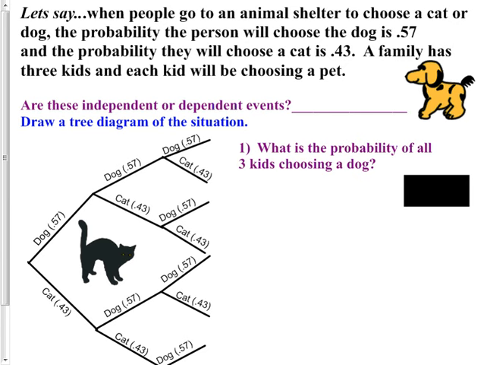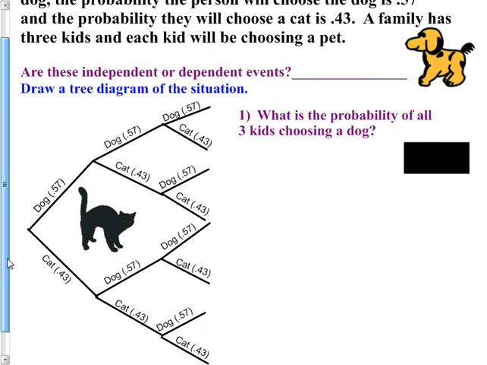Okay? And if we read this problem more thoroughly, it says a family has 3 kids and each kid will be choosing a pet. Now that's really unusual. That'd be a lot of animals all of a sudden to get at your house, get 3 new animals. Are these dependent or independent? How can you tell it's independent? Yeah, the 0.57 keeps carrying over. It doesn't matter if you pick a dog or a cat, it's always 0.57 and 0.43. So that means that it is independent. Now, there is a little bit more of the chart down there, but okay.